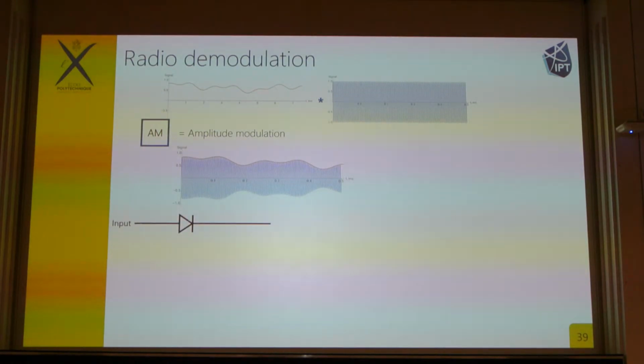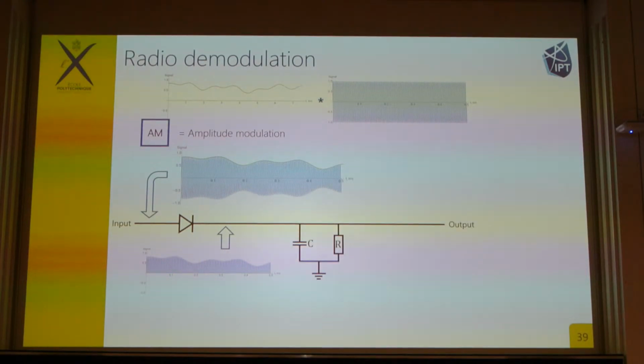To demodulate it, we have just one diode. After one diode, we have just a positive signal. After that, we use the RC circuit to remove the unwanted carrier frequency. And what we get in the end, we have something like this. But there is a very important condition on the RC circuit.